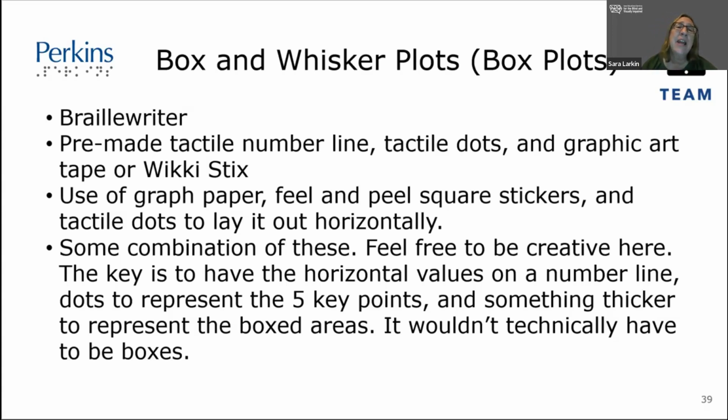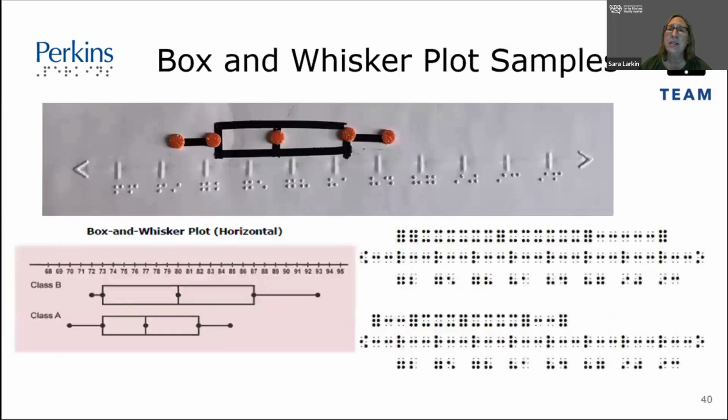The key is that they have those horizontal values on a number line, that they have dots to represent the 5 key points, the maximum, minimum, and then of course the 3 quartiles, the median, and then the first and third quartile. And something thicker that's going to represent that boxed area. It wouldn't technically have to be boxes, but traditionally that is what it is. So I have a couple of examples here.